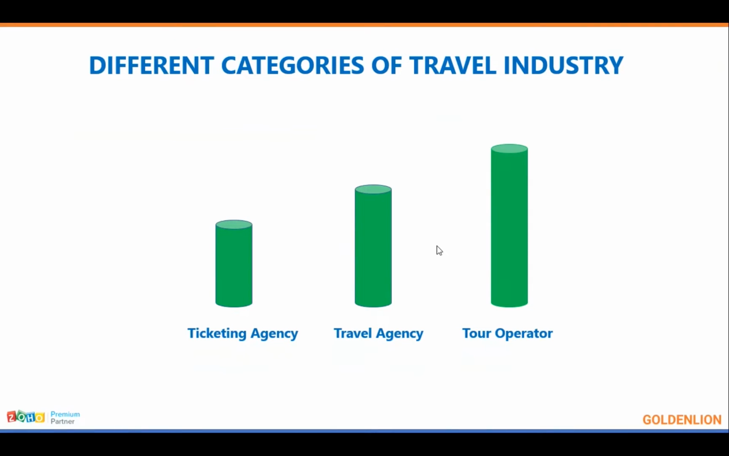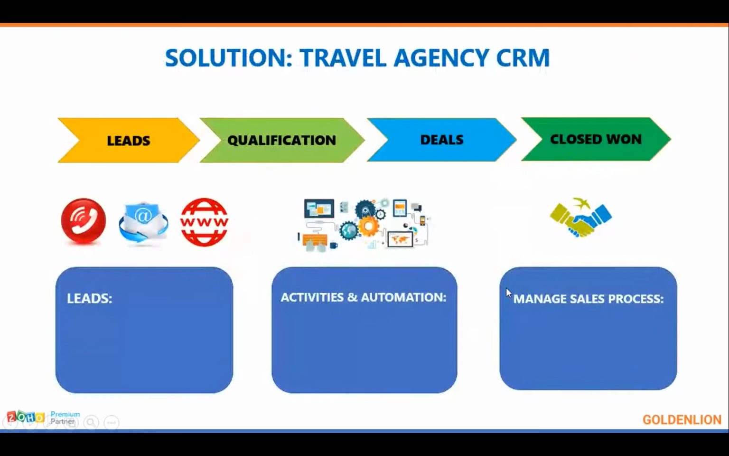So our solution, which is built on Zoho CRM, the travel agency CRM basically, is applicable for travel agency tier 2 and tier 3 tour operator. However, it can fit with the ticketing agency, but for that we might have to do some customization on top of that travel agency CRM account. Otherwise, it is a very, very good fit for a travel agency and for a tour operator.